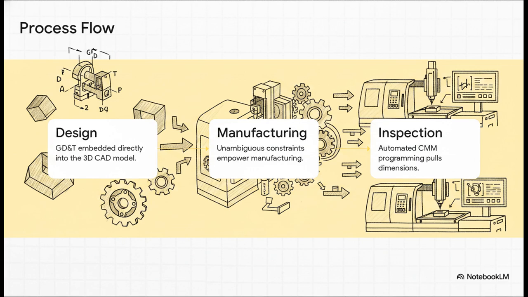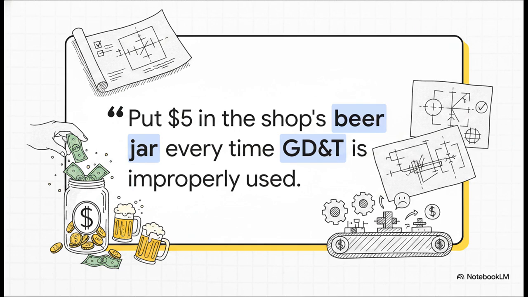It's incredible. But I do have to offer a quick word of warning. Going back to that engineering forum, another user dropped this absolute gem of a quote. You should have to put $5 in the shop's beer jar every time GD&T is improperly used. I love that, because it highlights a really common trap. This language has to be used accurately based on functional needs. You don't just use it to make a drawing look smart or fancy. Slapping overly tight tolerances on a part just to play it safe is a surefire way to drive up production costs and slow down the whole shop for absolutely no functional benefit.